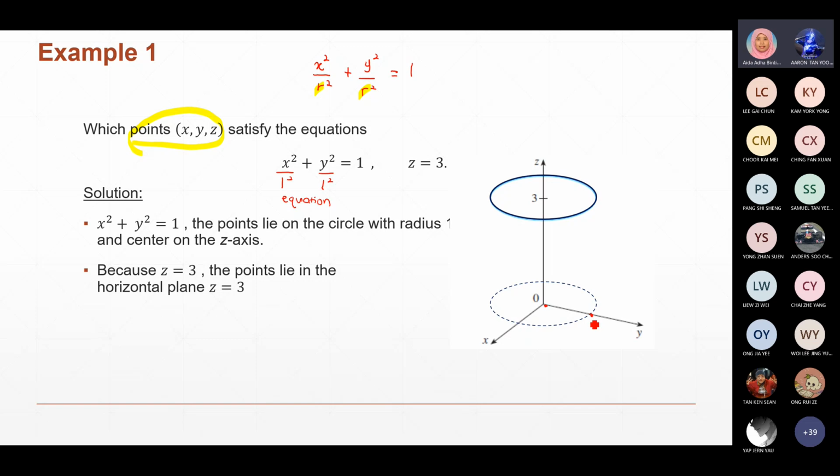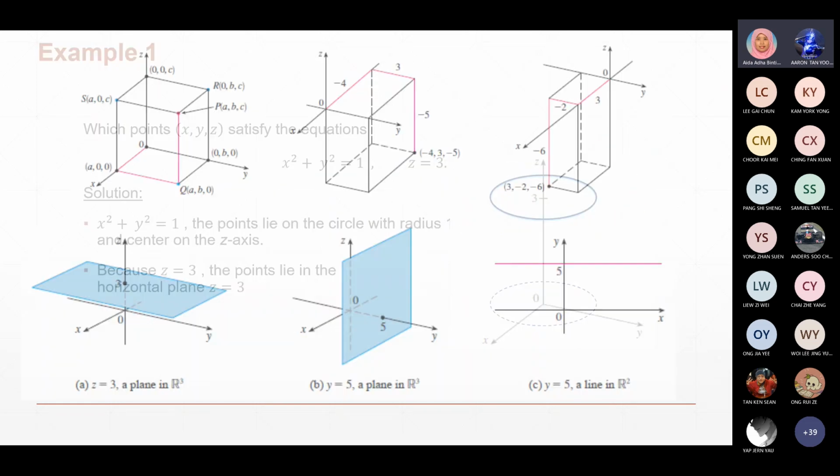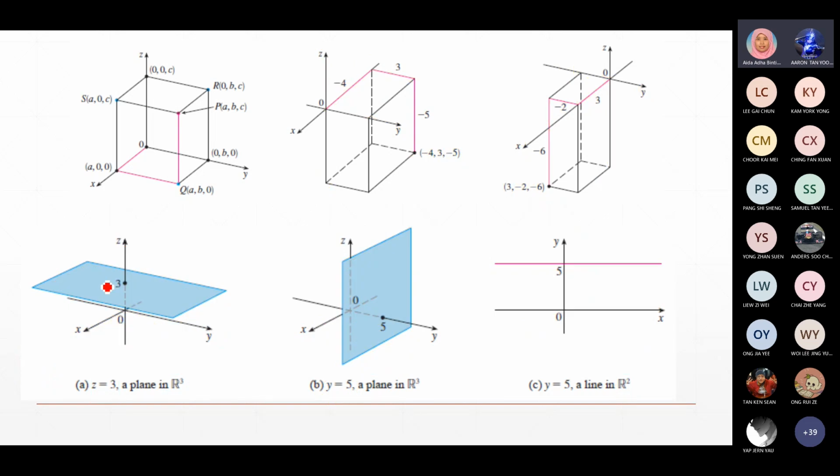This circle here has a radius equal to 1. The question also says this point must satisfy being on the z plane. Before, the circle was on the floor, on the xy plane, but now it moves up. This circle is now on the z plane, where z is equal to 3. So you can see this one is a z plane, right? So z equal to 3.